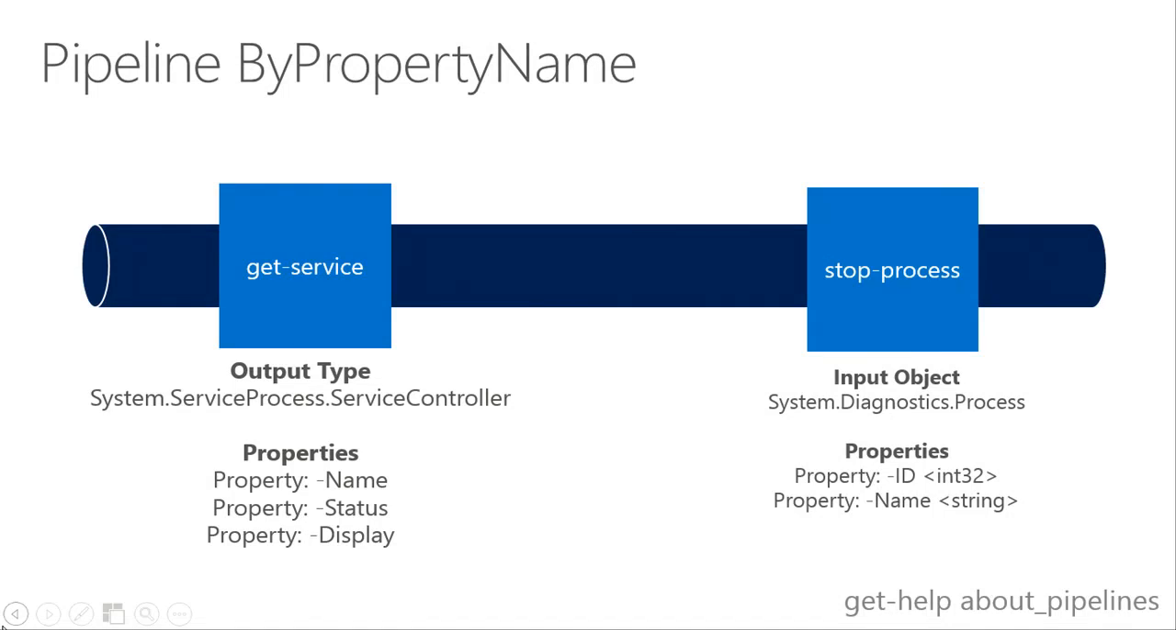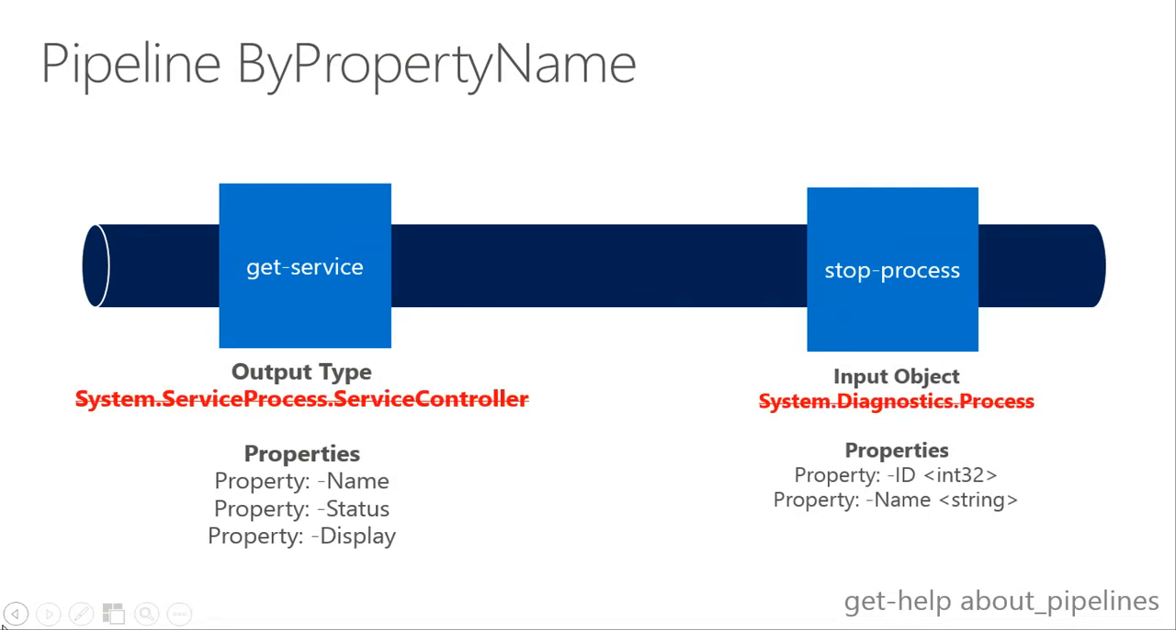So we've got get service, piping to stop process. This command will actually run, right? This will not error. Well, the output type: we run get service, it's going to output service controller. Stop process input object is going to be system diagnostic process. They don't match, so it's not going to run the process, it will just stop.